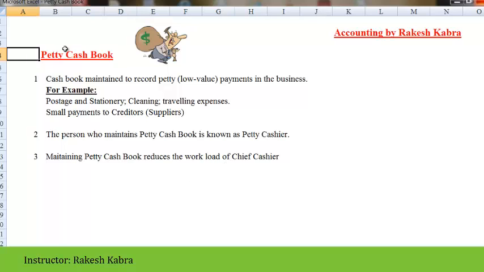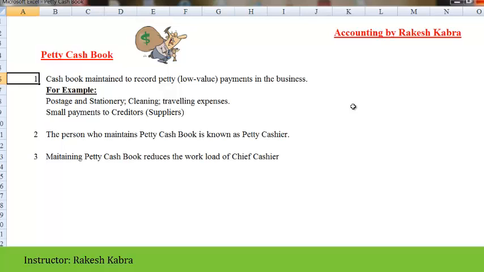Today we are going to discuss the petty cash book, and we should know which transactions we are supposed to record in the petty cash book. So see here, it is clearly mentioned that in the petty cash book we will record petty payments. Petty payments means payments of low value, like payments of $10, 20, 30, like that.